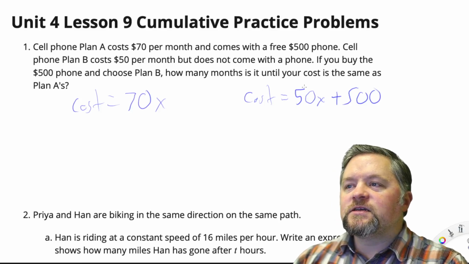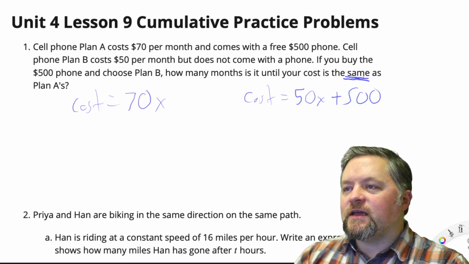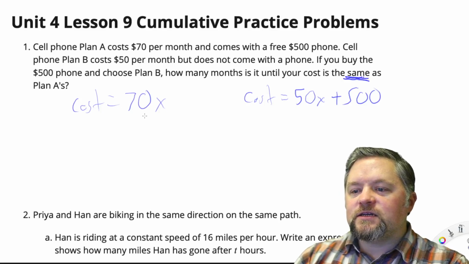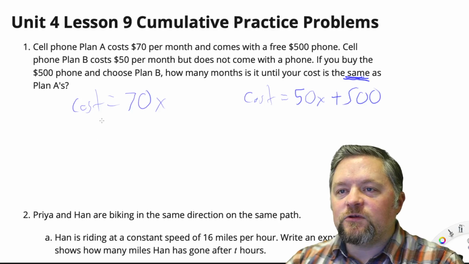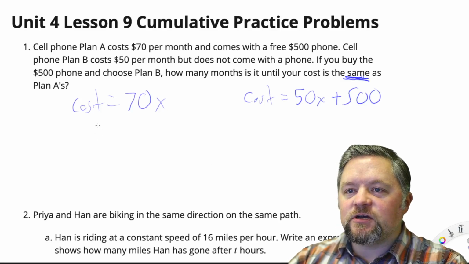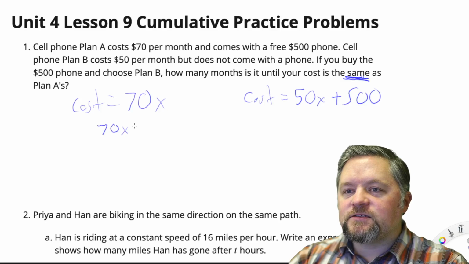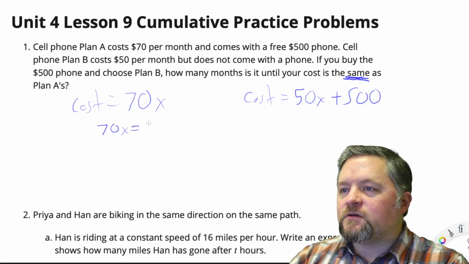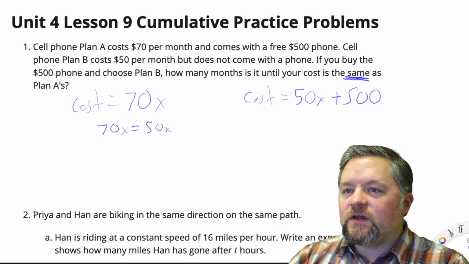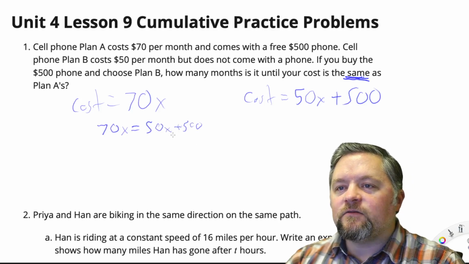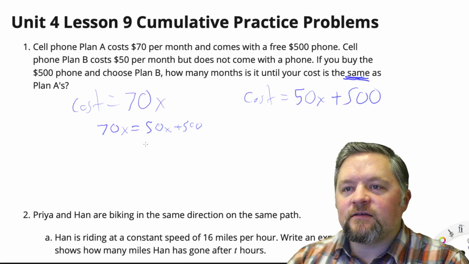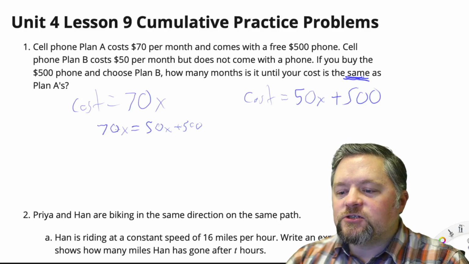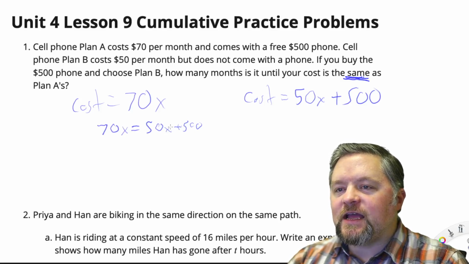Well, my thought is, if we want the cost the same, one cost equals this, the other cost equals this. How do we figure out when two things are the same? Well, the same means they're equal to each other. 70x equals 50x plus 500. Now, we've got an equation. We've got x's on each side, but we know how to deal with that.